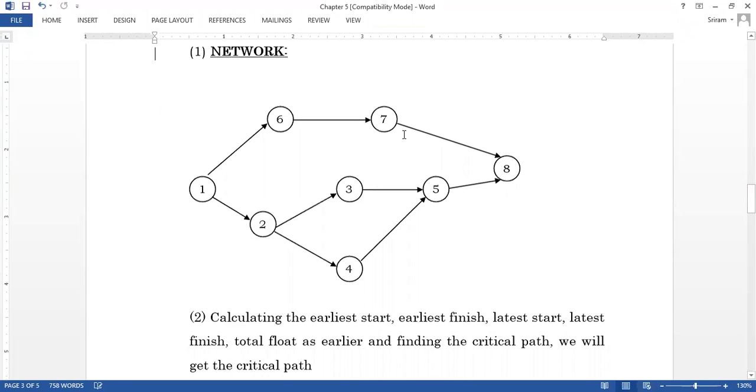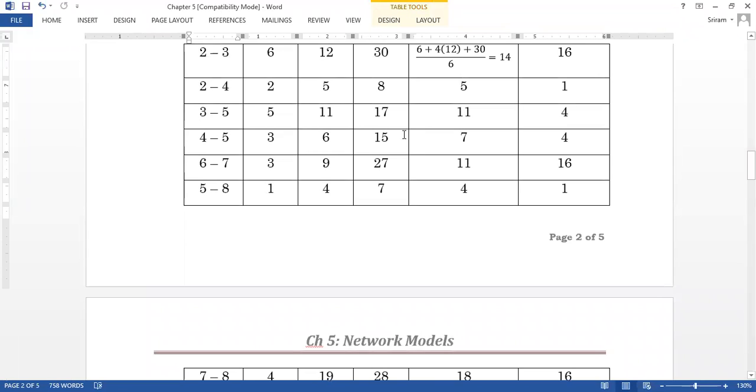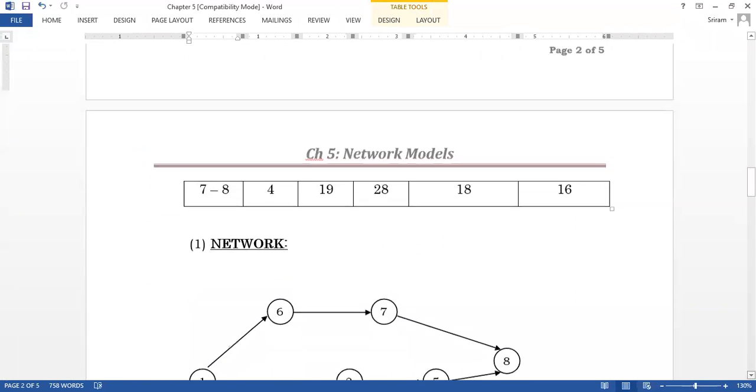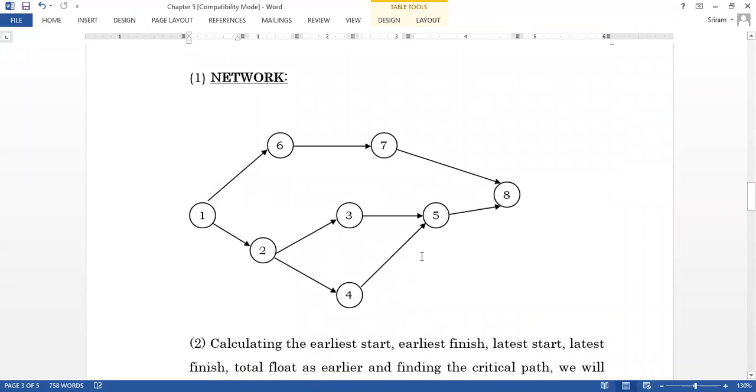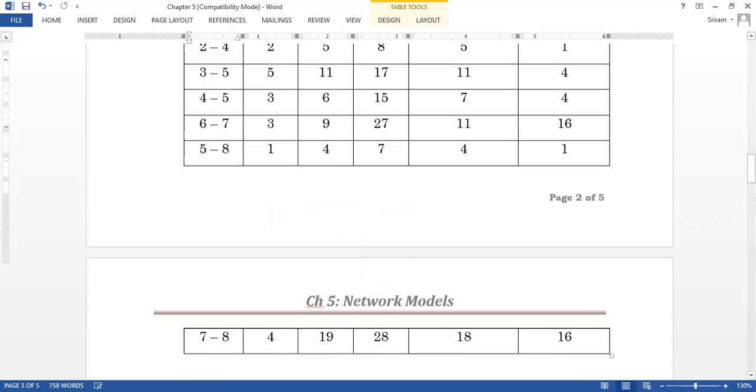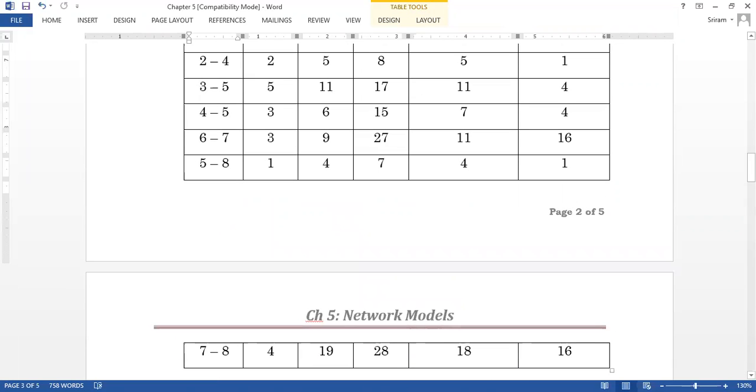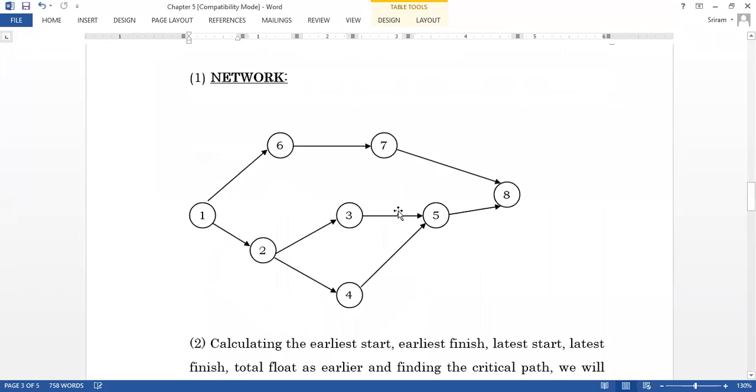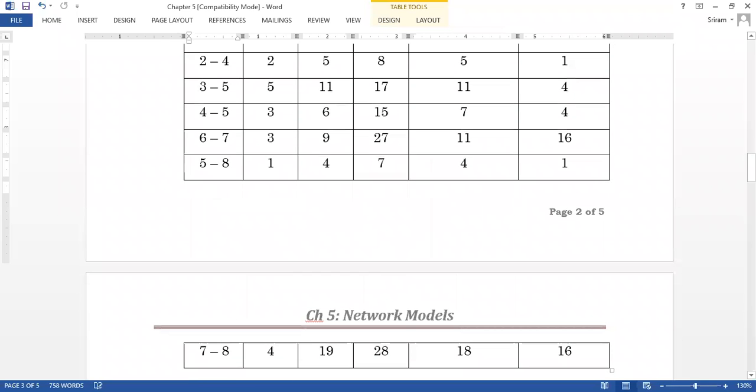The next one, I am going to check 2 to 3 and 2 to 4. The next one is 3 to 5, 4 to 5. So from 3 and 4, I am going to draw two nodes and join them to 5. The next one is 6 to 7. Till now we were having 6 to 7, so I am going to draw a node. Then I have 5 to 8 and 7 to 8.